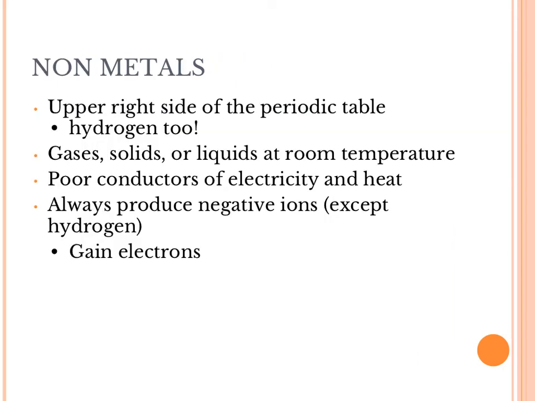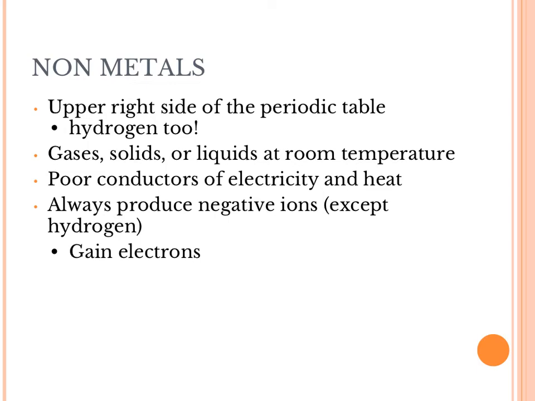Now, the next largest group of elements are the nonmetals. They are located in the upper right-hand side of the periodic table. Don't forget about hydrogen. Now, these substances could be solids, liquids, or gases at room temperature. So they don't have a definite composition, could be solid, liquid, or gas. Now, because metals are so good at conducting electricity, nonmetals are known as poor conductors of electricity and heat. Things like carbon, nitrogen, oxygen, phosphorus are all poor conductors of heat and electricity.